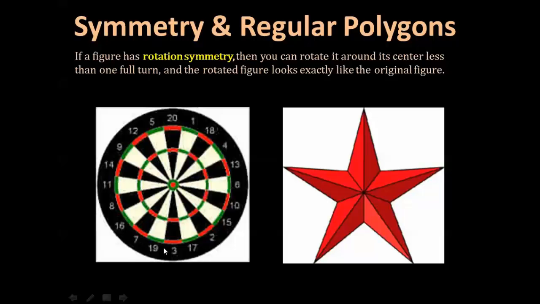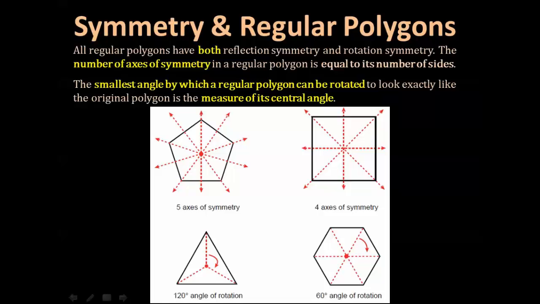Remember your symmetry in regular polygons: if a figure has rotation symmetry, then you can rotate it around its center less than one full turn, and the rotated figure looks exactly like the original figure. All regular polygons have both reflection symmetry and rotation symmetry, and the number of axes of symmetry in a regular polygon is equal to the number of sides. So if it's a pentagon, then it has 5 axes of symmetry. The smallest angle by which a regular polygon can be rotated to look exactly like the original polygon is going to be the measure of its central angle.